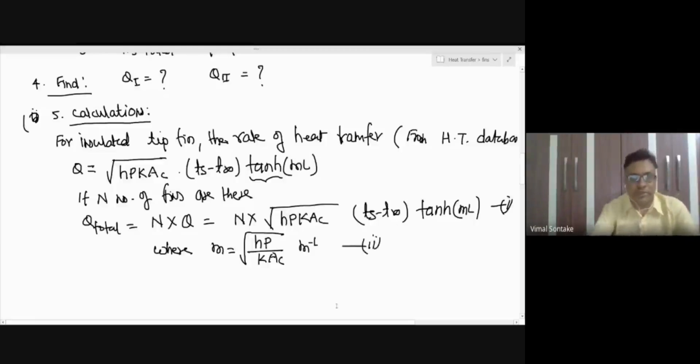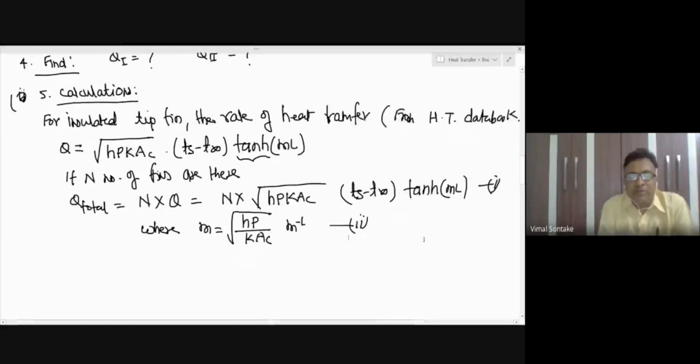Got the point? Please refer to the data book. If I am saying refer to page number 50 or 49 or 58, you will find this formula. There is a table, and for insulated tip fin, you can have this formula for heat transfer rate.